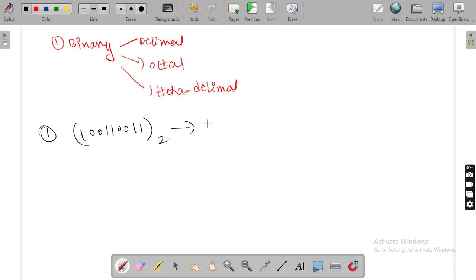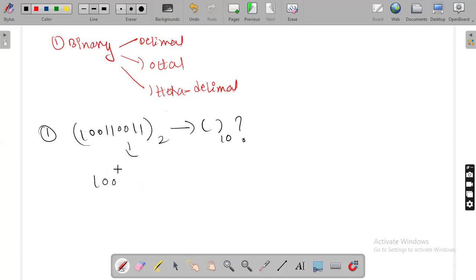Convert this binary into decimal. This is the valid representation. So how to convert this binary to decimal? What is the style of decimal in binary representation? Powers of 2. Just write it as it is, the binary here.